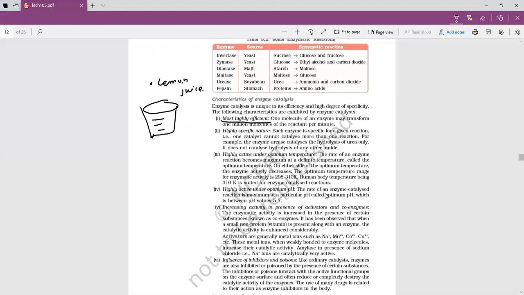Same is the case with the pH. The enzymes work at an optimum pH. Certain enzymes work at lower pH, certain enzymes work at higher pH. So the pH level of the surrounding of the enzyme where it has to work has to be maintained.